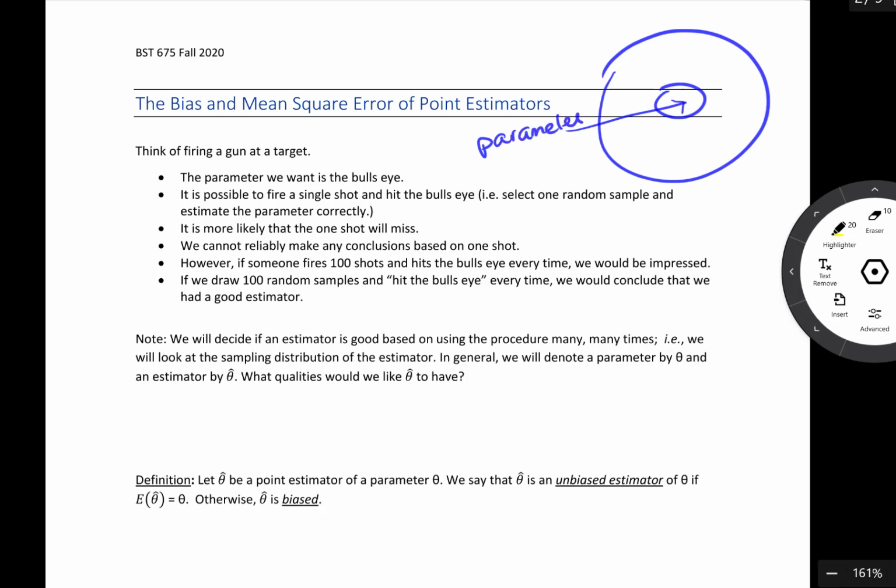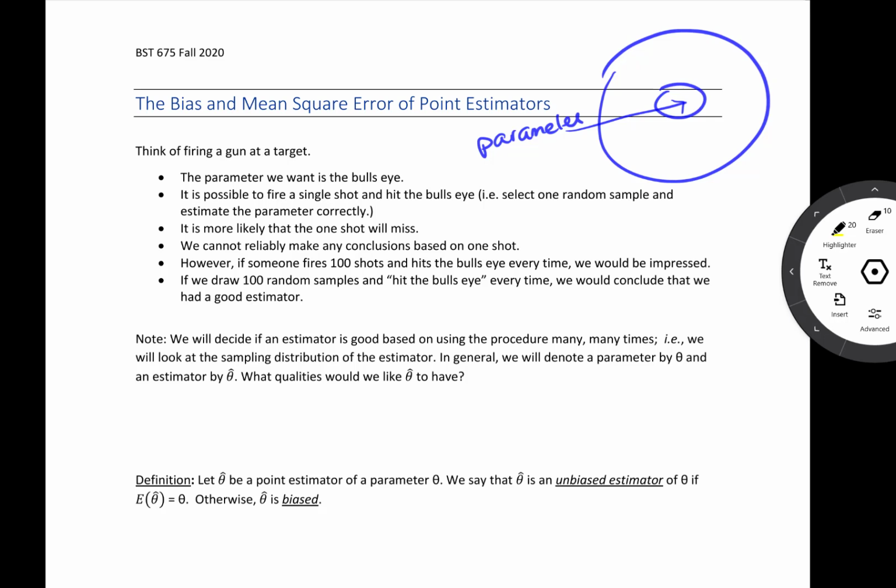It is possible to fire a single shot and hit the bullseye. In other words, this would be the same thing as selecting one random sample, and it ends up that the statistic that we find from that sample estimates that parameter correctly. But it's more likely that that single shot is going to miss. It's not going to hit dead on. So we can't reliably make any conclusions based on a single shot.